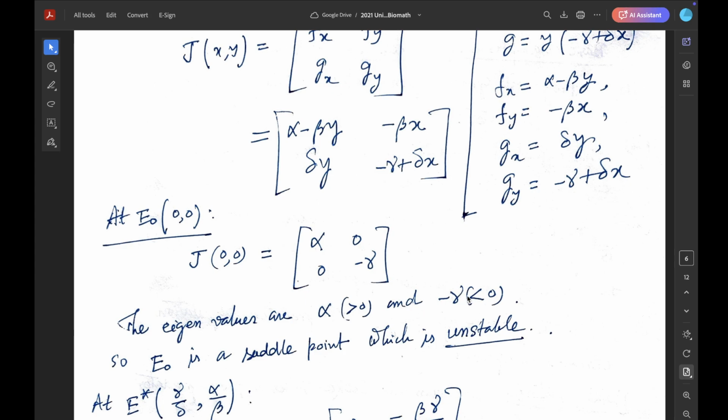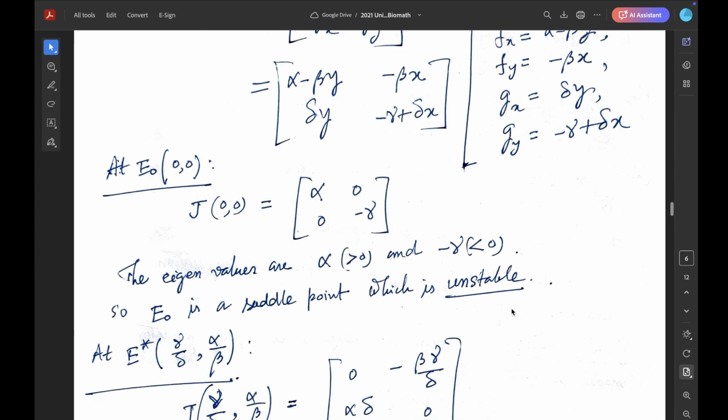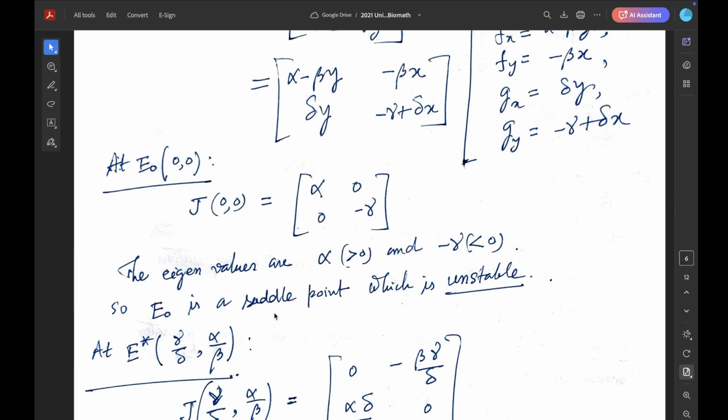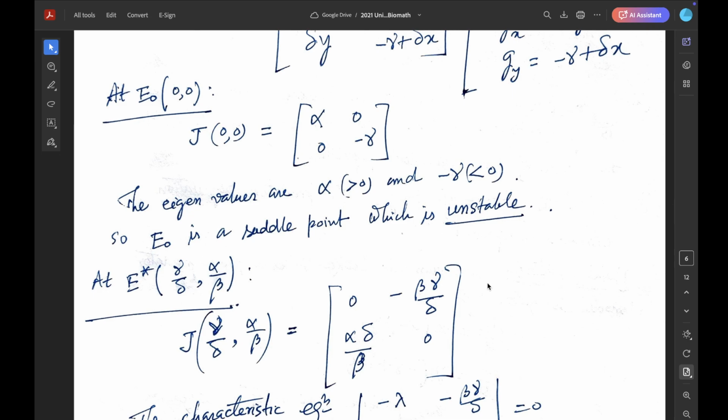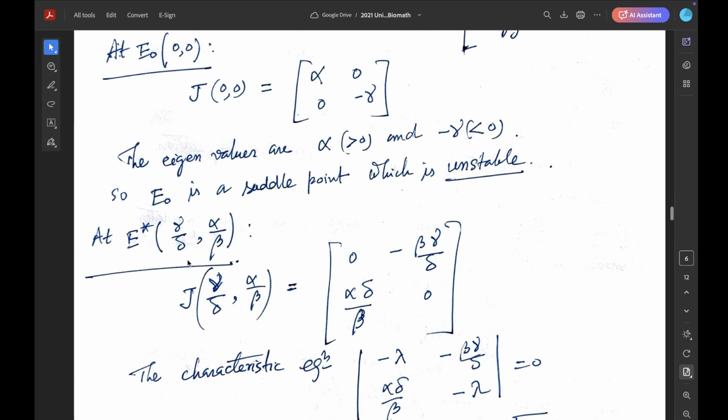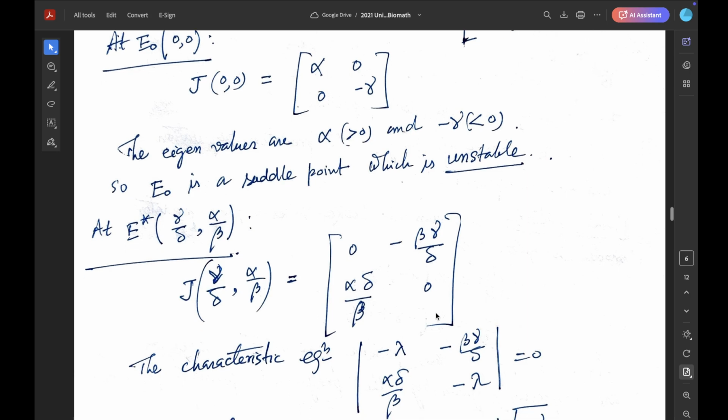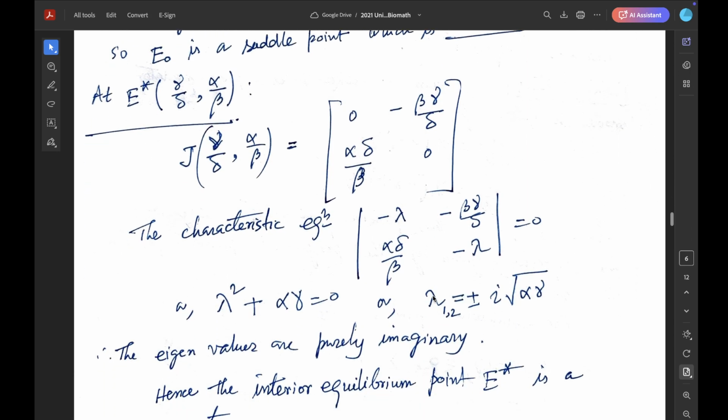Alpha is positive and minus gamma is negative, because alpha and gamma are positive quantities. So E0 is a saddle point, which is an unstable equilibrium point. Next, at the point E star, the coexistence equilibrium point, J equal to the 2 by 2 matrix: 0, minus beta gamma by delta, alpha delta by beta, 0.